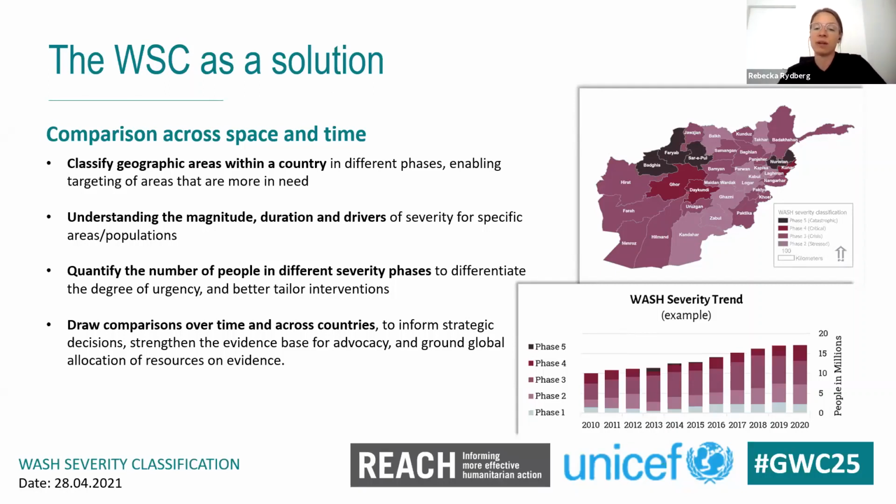And on the map to the right here, we have an example where you can see the severity classification by province, and the graph below would then illustrate the change in severity and number of people over a period of 10 years. So these are types of outputs that will be produced by the analysis as we implement.